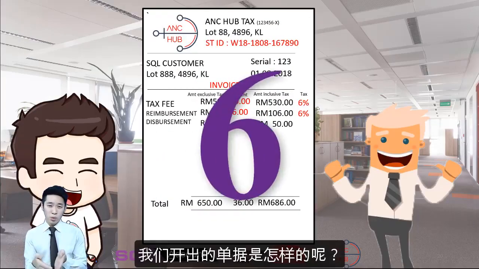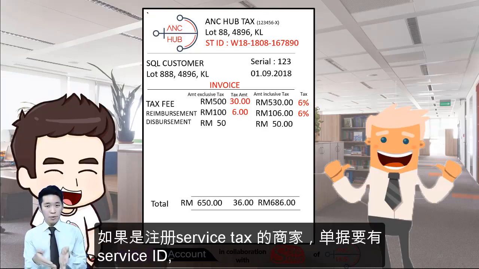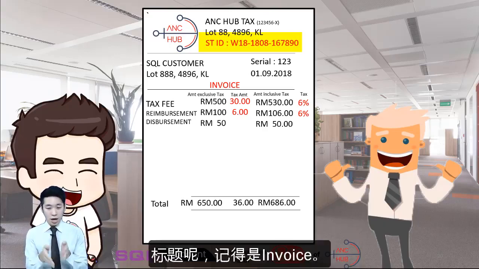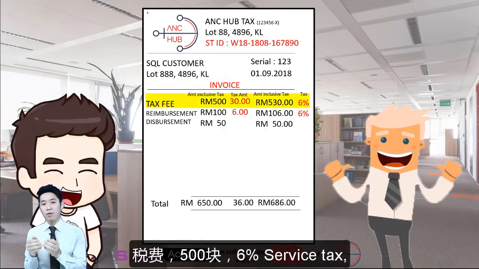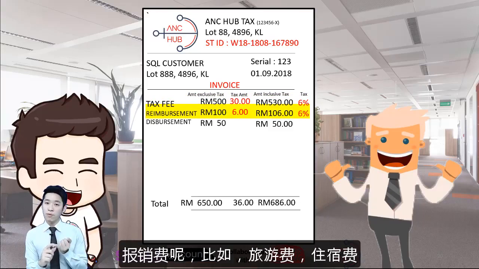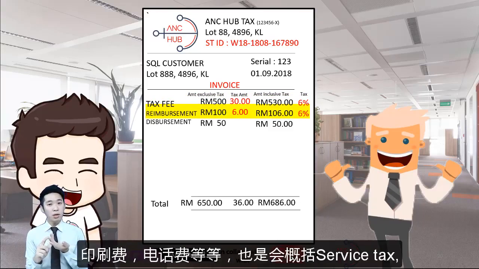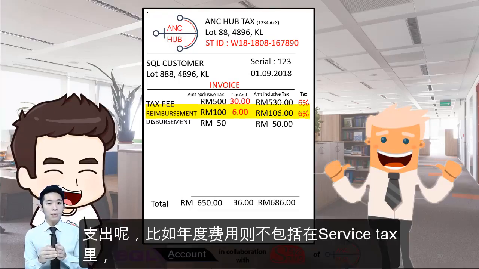So what is the invoice going to look like? Now the invoice, assuming I am registered person, the service tax ID, you must have that in your invoice. And remember, it's not tax invoice, it's going to be invoice. So tax fee, 500, subject to service tax, 6%. Your reimbursement, including your traveling, your accommodation, your printing, your calls, will subject to service tax as well. The disbursement, let's say the annual fee that we talk about, will not subject to service tax because it's a disbursement.